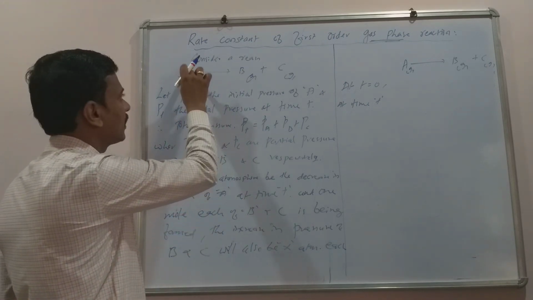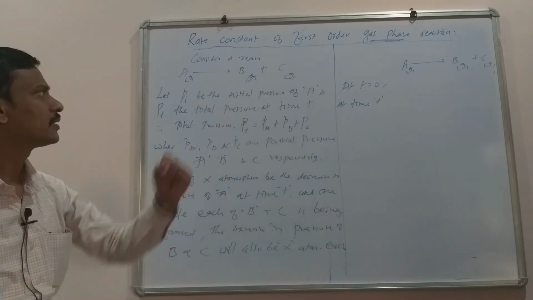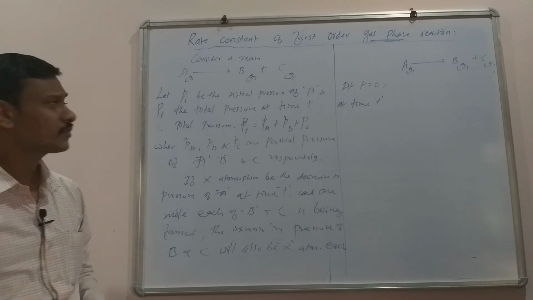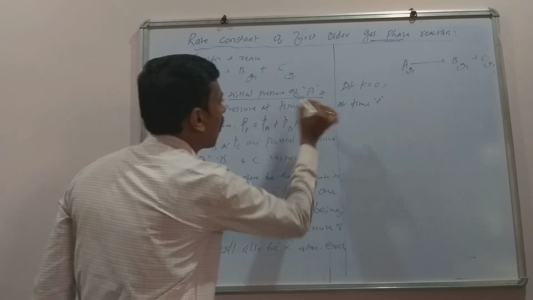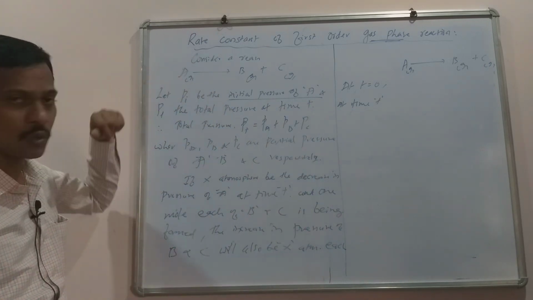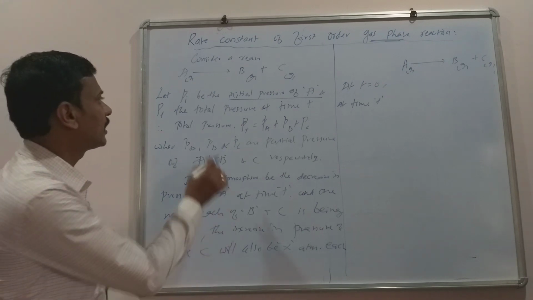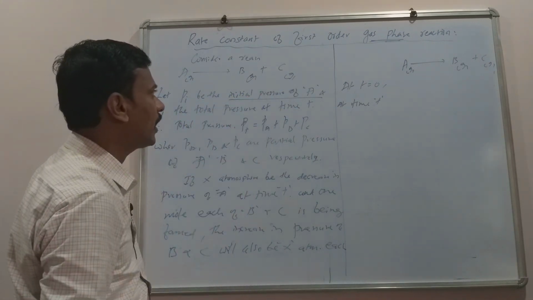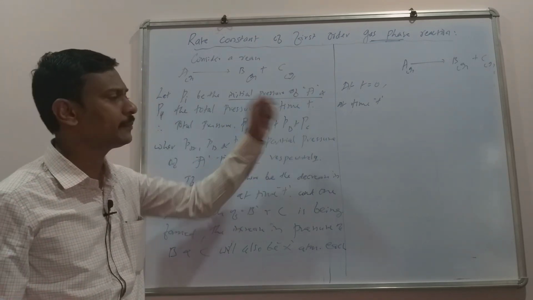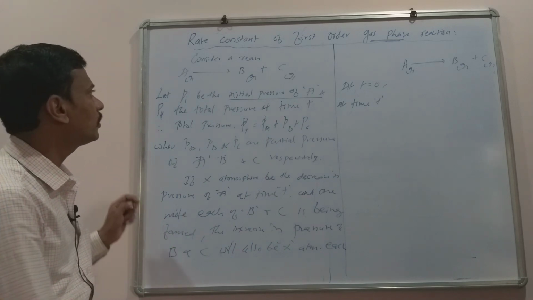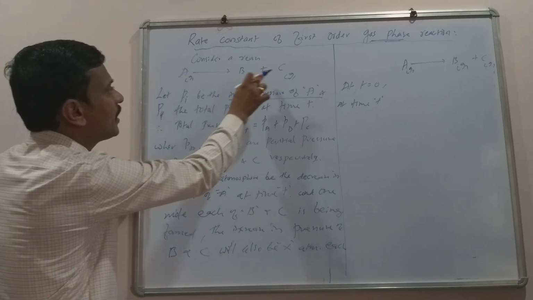Reactant A in the form of gas gives B plus C, the products B plus C. Then let Pi, P subscript i, be the initial pressure of A. Initially, as I told you, the concentration is directly proportional to what? Partial pressure. Let Pi be the initial pressure of A and Pt, P small t, be the total pressure at time t. Now, what is total pressure? The total pressure means the pressure exerted by A, B and C.